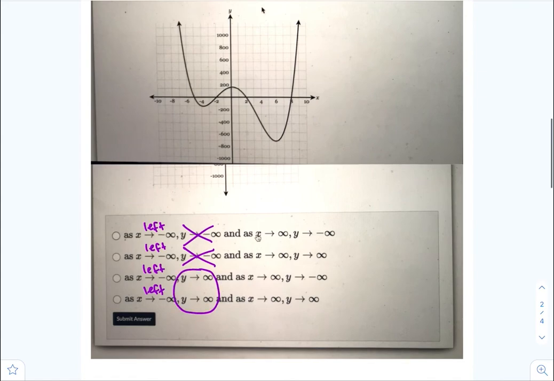Now let's see the right side, because these are your right-hand sides. As x is approaching positive infinity, the y is going up, or it's approaching infinity. Which one of these is approaching positive infinity? This one, not this one. So that means your final answer would have been that one. It takes some getting used to, but that is how your end behavior works.